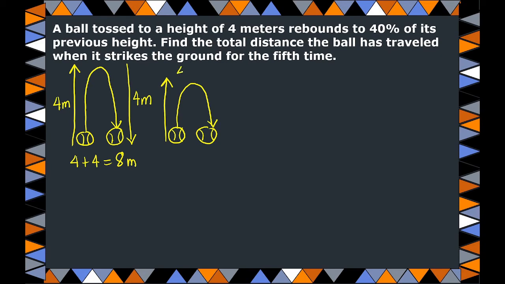So what is 40% of 4? Because 4 is the previous height. So I'll multiply 0.4 and 4. 4 times 0.4 will give us 1.6. The same as going down. This is 1.6. So 1.6 plus 1.6 will give us 3.2.